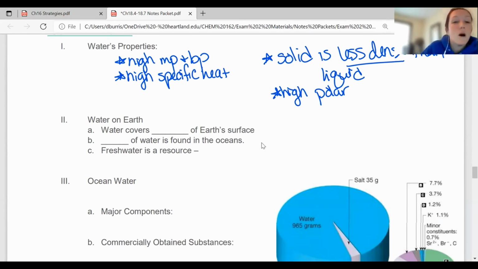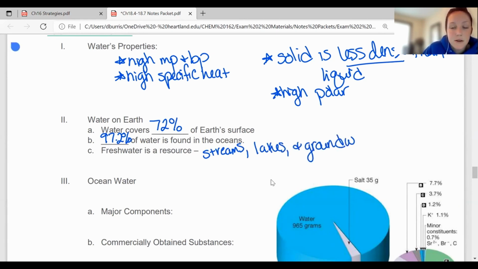So water on Earth covers 72% of Earth's surface. So that's most of it, right? But only a little bit of it is actually fresh water. 97.2% of that water is found in the oceans. Of course, most of it's in the ocean, and some of it's in lakes and rivers. So our fresh water that we need to survive only comes from streams, lakes, and groundwater. And that's where we get our fresh water, unless we distill ocean water, which takes a lot of energy.